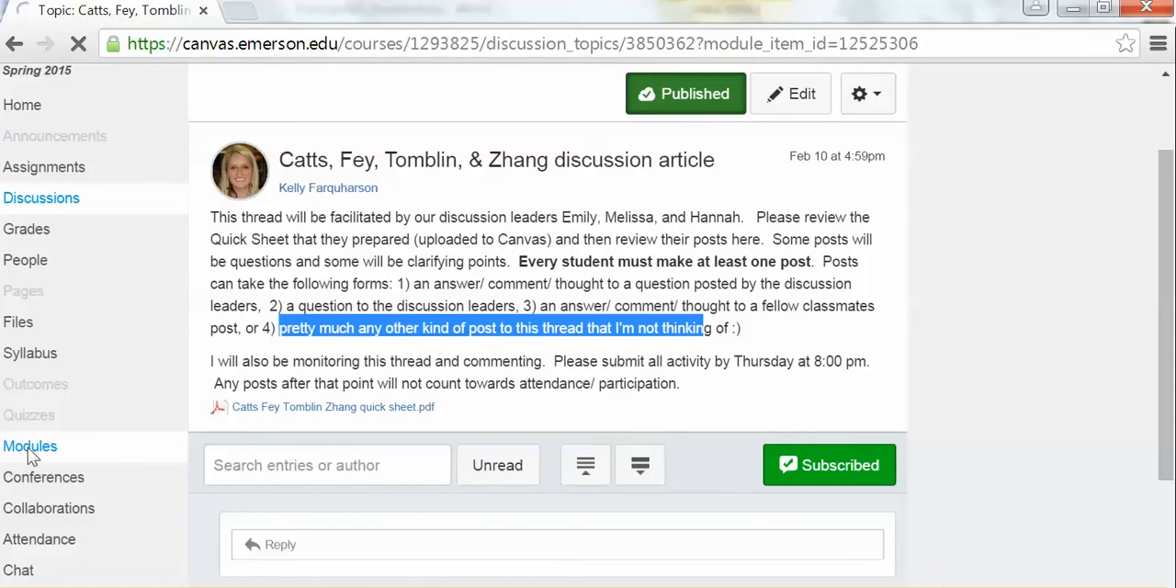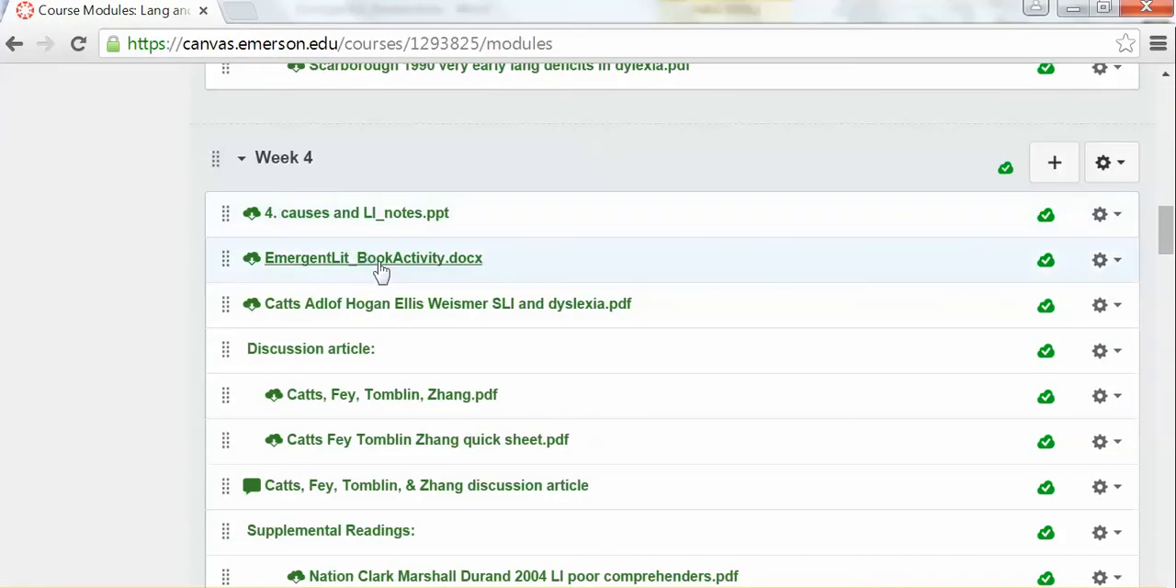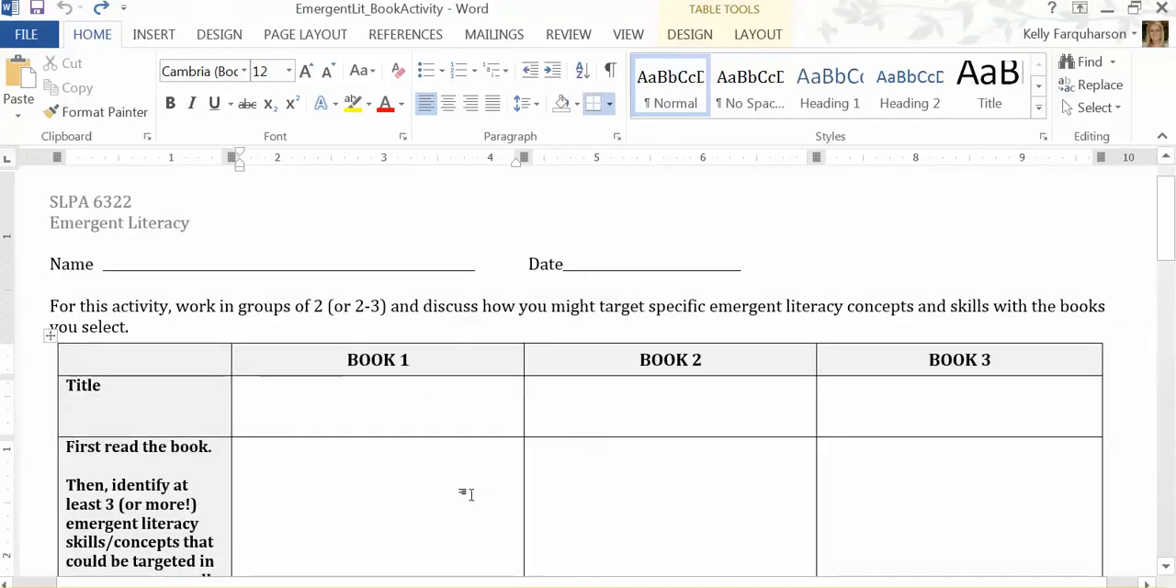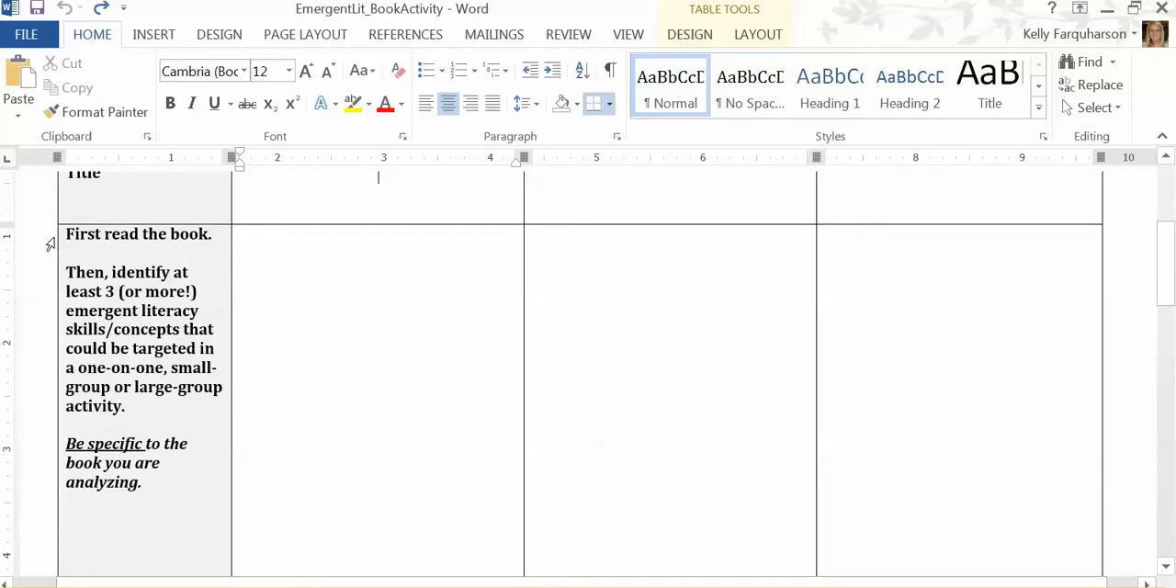The other thing that everybody will have to do is submit to me this emergent literacy book activity, and that is this Word document. So what you will do is just fill out the book 1 column. You can ignore book 2 and book 3. So you'll fill out book 1 column. You will list the title of the book you're reviewing, and then you will tell us 3 or more emergent literacy skills or concepts that could be targeted in a one-on-one, small group, or large group activity. So in addition to listing the 3 activities, please be clear as to how you intend those activities to be used: one-on-one, small group, or large group.